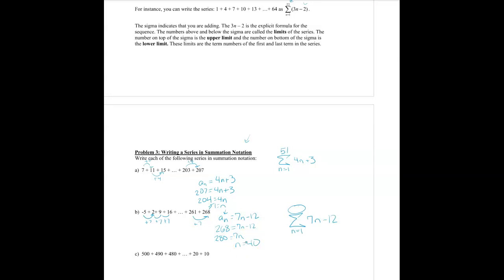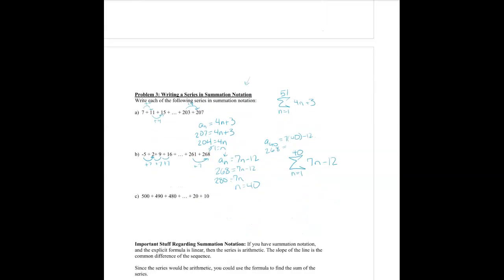So that means if I plugged in 40 for n, in both places, a sub 40 should equal 7n minus 12. I'm hoping a sub 40 equals that 268. And it does. So the last term that I'm going to plug in is 40. Cool beans.